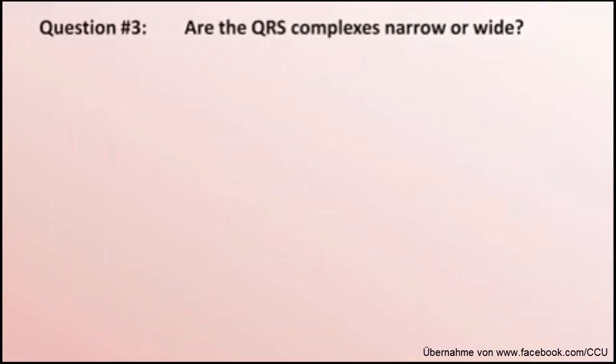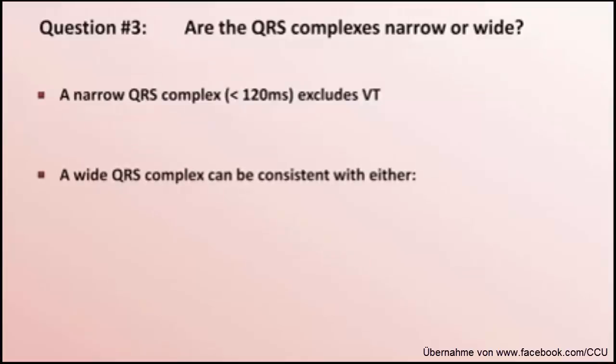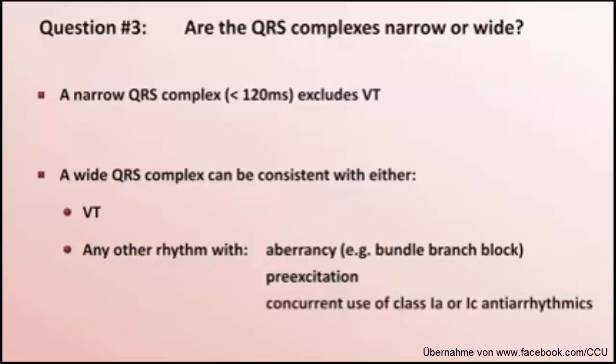Question 3, are the QRS complexes narrow or wide? A narrow QRS complex, that is, one that is less than 120 milliseconds in duration, excludes VT. A wide QRS complex, on the other hand, can be consistent with either VT or with any other rhythm with the addition of aberrant conduction, such as bundle branch block, pre-excitation, meaning an accessory conductive pathway between the atria and ventricles, concurrent use of class 1A or class 1C antiarrhythmics, or profound hyperkalemia.